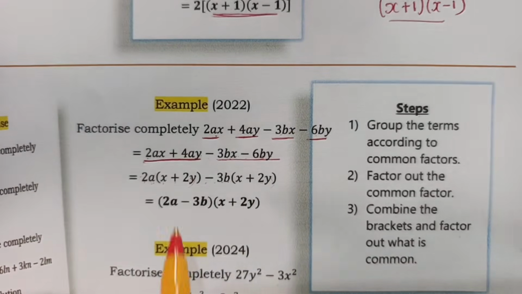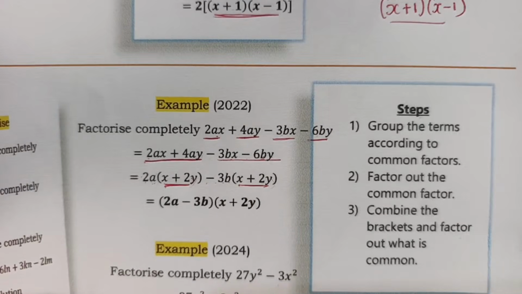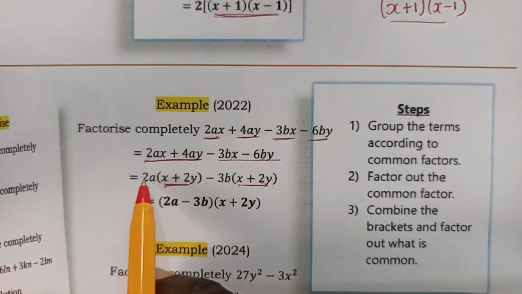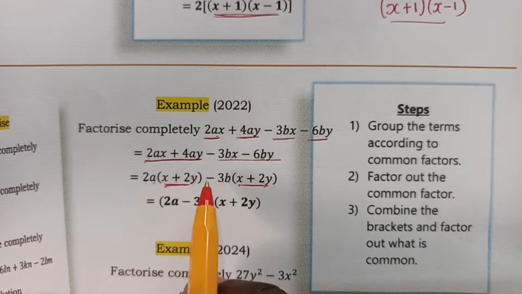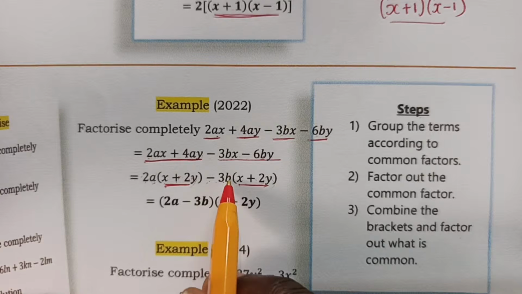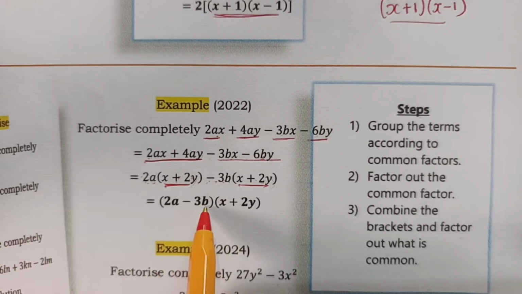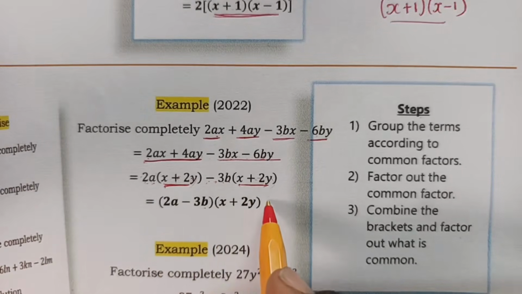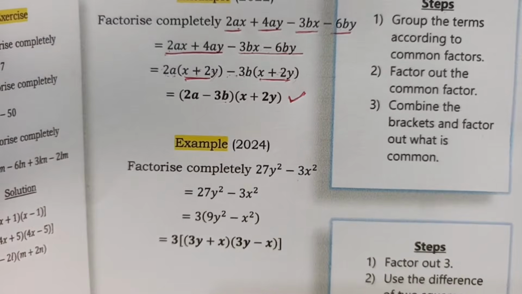So you've seen at this point, what is here should be the same as what is here. It means you're doing the right thing. Let me just say what is inside the bracket should be the same. You now get what is in front of the brackets, okay? So 2A minus 3B. Have you seen this one? 2A minus 3B, put them together, and then one of these brackets you put right here, and this is what we have. Let's check out 2024.